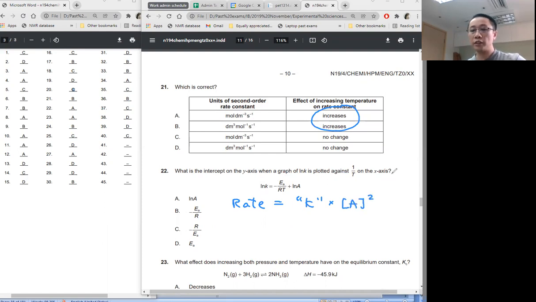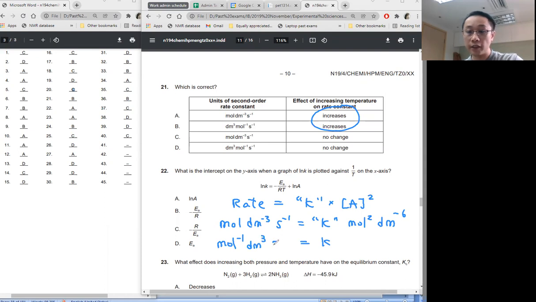And you should write out a general rate law for a general second order reaction and recognize that the unit for rate is mole per dm cube per second. And then the square of the unit of concentration should be mole square dm minus 6. And if you group all the units, the final answer should be mole negative 1 dm positive 3 s minus 1. Therefore, choice B is correct.